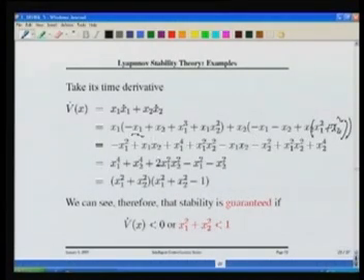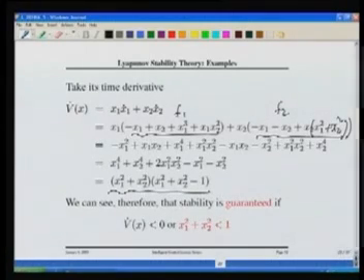So this is our F1 and this is our F2. If we simplify this V dot x, then we get an expression like this: x1 square plus x2 square times (x1 square plus x2 square minus 1). So this V dot x is negative definite if x1 square plus x2 square is less than 1. That means this quantity is negative.